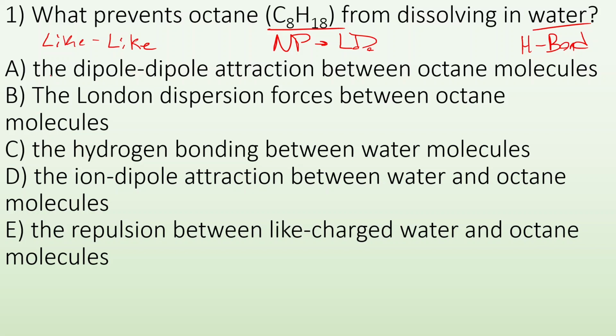Well, let's see. The dipole-dipole attraction between octane molecules, that's not what octane has. The London dispersion forces between octane molecules, they're not super strong compared to other intermolecular attractive forces, so that's not why they won't mix. But the hydrogen bonding between water is really strong. So the water molecules are going to keep hanging out together instead of mixing with the nonpolar octane.